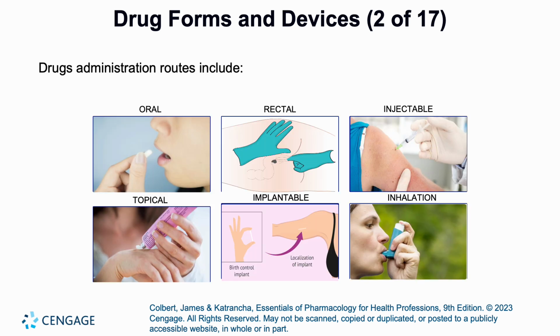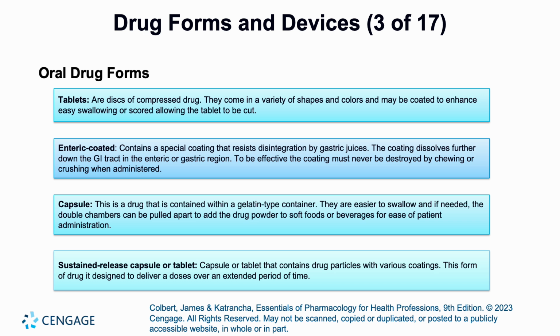There are some pictures on this slide, and these show you the drug administration routes, including oral, rectal, injectable, topical, implantable, and inhalation routes. You'll see that within those routes there are different subcategories, and we'll go into that on the slides that are coming up. First we're going to talk about some different oral drug forms.